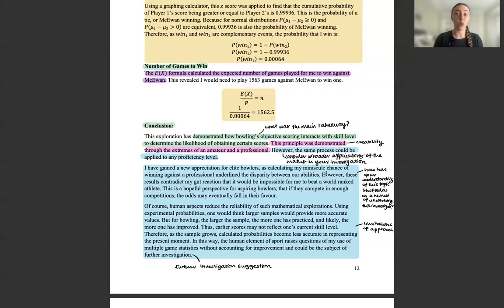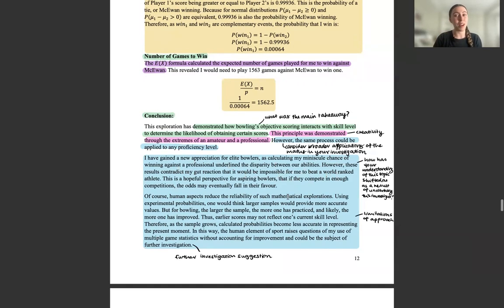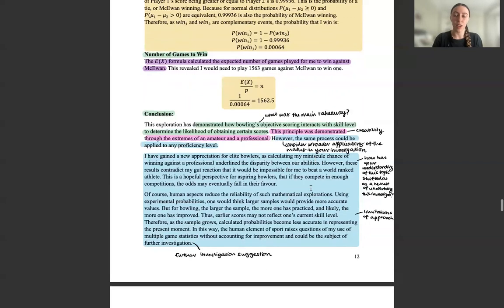However, again, this is like, oh, I've changed my thinking. However, these results contradict my gut reaction that it would be impossible for me to beat a world-ranked athlete. This is a hopeful perspective for aspiring bowlers that if they compete in enough competitions, the odds may eventually fall in their favor. So how has my understanding of the topic of bowling shifted as a result of using maths to investigate it, is really what I'm reflecting on there.